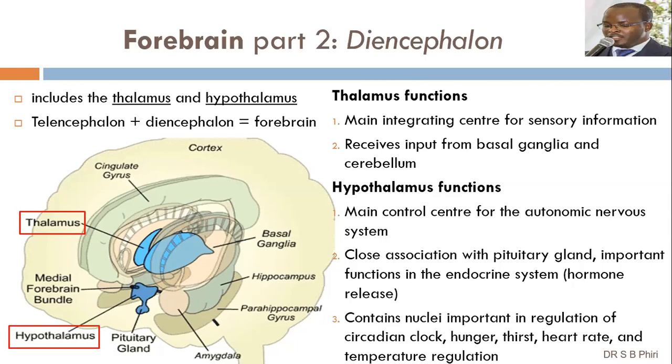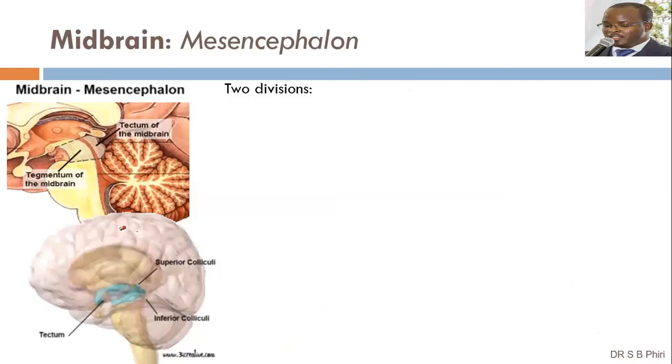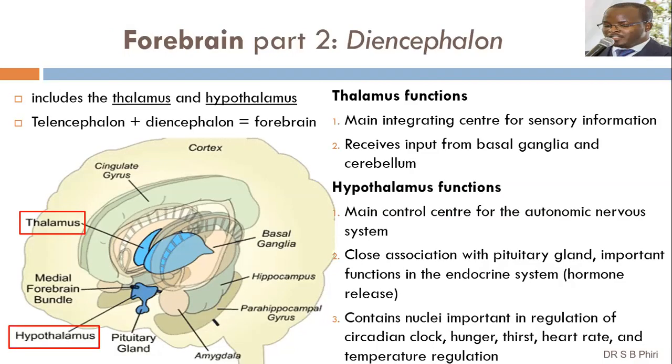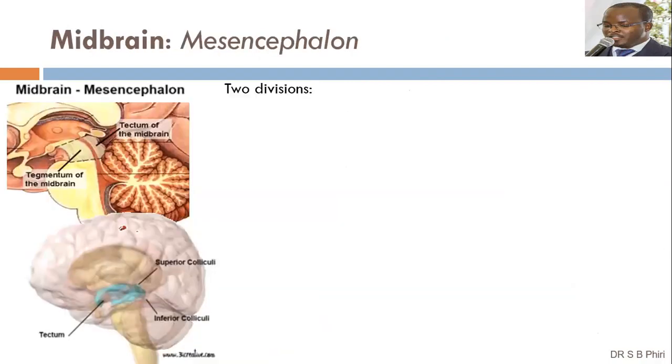But just know that they are also involved in autonomic control, because those hormones are involved in control of maybe pH and metabolism. We discussed that. They also contain nuclei important in regulation of the circadian clock, hunger, thirst, heart rate, and temperature regulation. All this is located within the hypothalamus, which is part of the diencephalon.